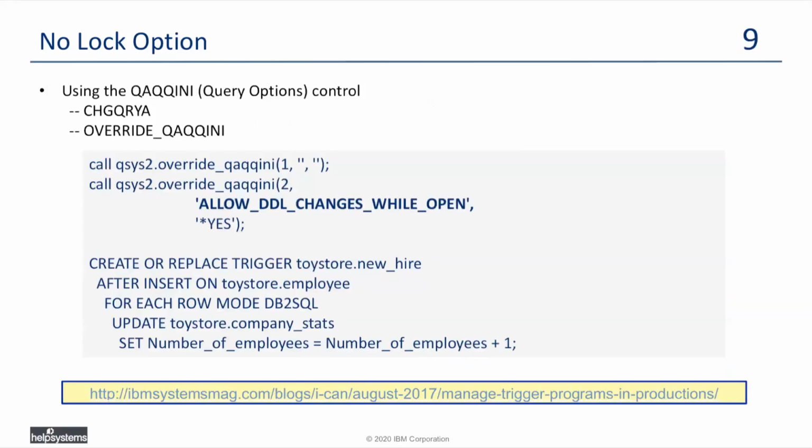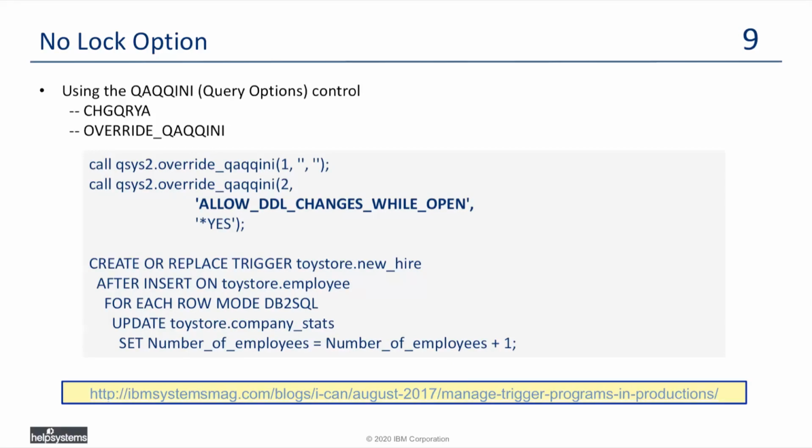There's many ways to go about saying you want to break the rules and use allow DDL changes while open. The traditional approach would be to use the change query attributes command, where you're using the QAQQINI in some library of your choice where you've configured it to use yes for allow DDL changes while open. An alternative approach would be to use just SQL in your script.